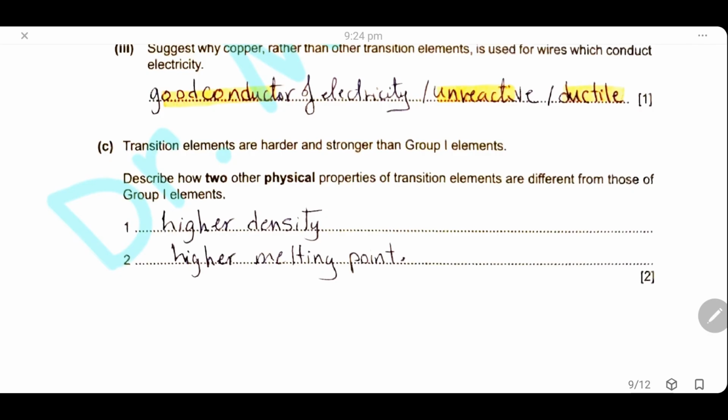C. Transition elements are harder and stronger than group 1 elements. Describe 2 other physical properties of the transition elements that are different from those of group 1. They have higher density than that of group 1, and of course they have a higher melting point than metals of group 1.